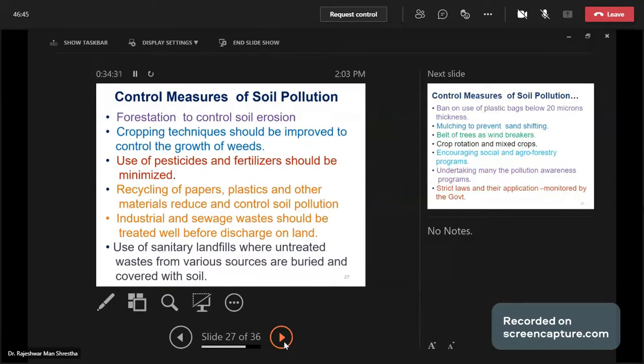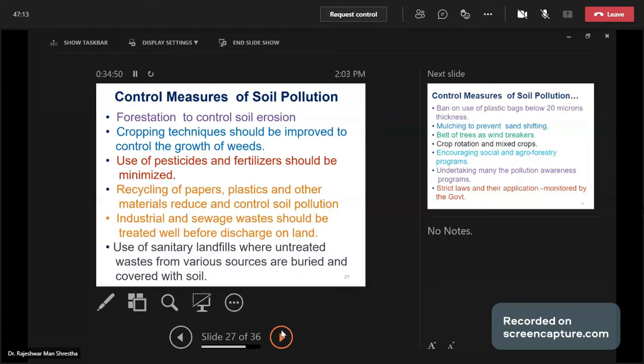Next is control of soil pollution. Then we have to control it. Afforestation to control soil erosion. If soil erosion stops, then soil pollution can be decreased, and for that process we have to plant trees. And cropping techniques should be improved to control the growth of weeds. When cropping, working with agro experts and using good techniques gives very good results.